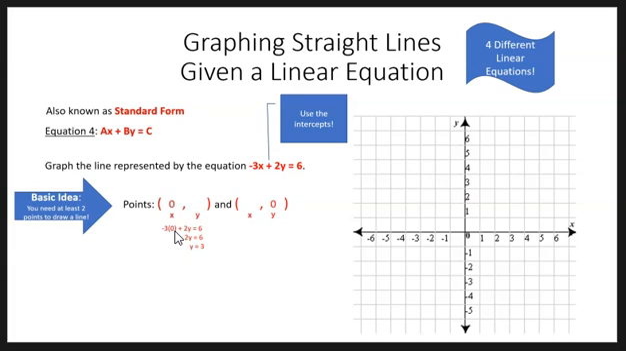So negative 3 times 0 is 0. 0 plus 2y is 2y. And then when you solve 2y equals 6, you get y is 3. That's why the y coordinate here is 3. And I got one of my intercepts, one of my 2 points that I need to draw the line.